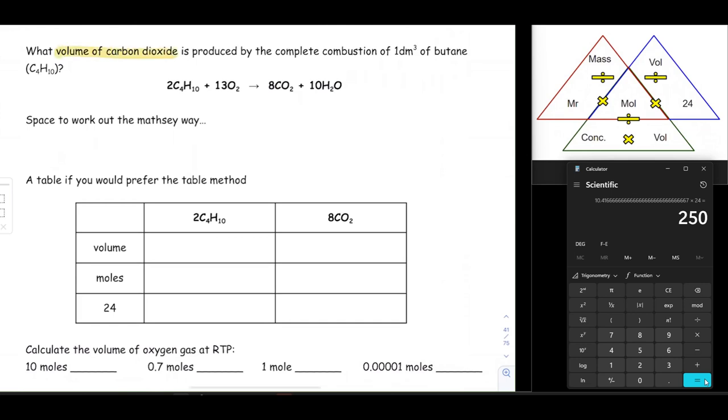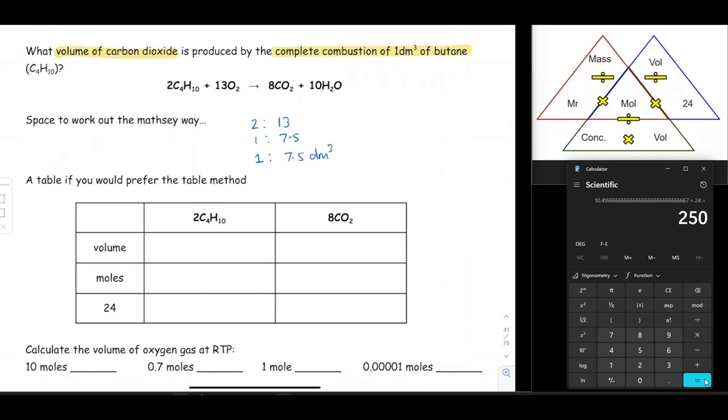What volume of carbon dioxide is produced by the complete combustion of 1 decimeters cubed of butane? Okay, looking at the volume of carbon dioxide, and we have the complete combustion of 1 decimeters cubed of butane. The mathsy way is a 2-to-13 ratio. Can we simplify that down? We could say 1 to 7.5 if we wanted to, or we could just keep it at 2-to-13. So if we've got 1 decimeters cubed of that, then we've got 7.5 decimeters cubed of that.